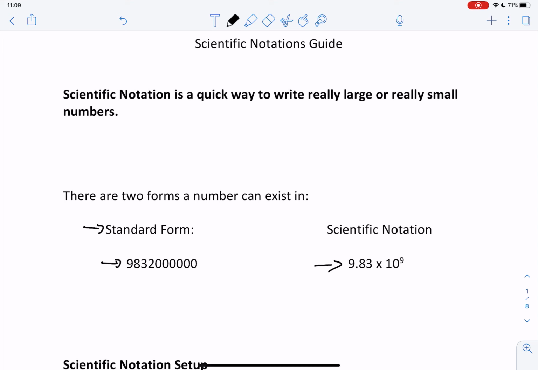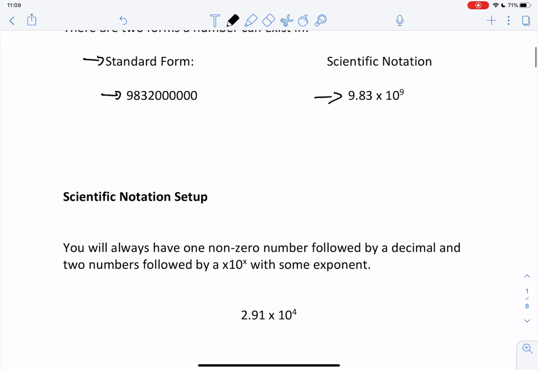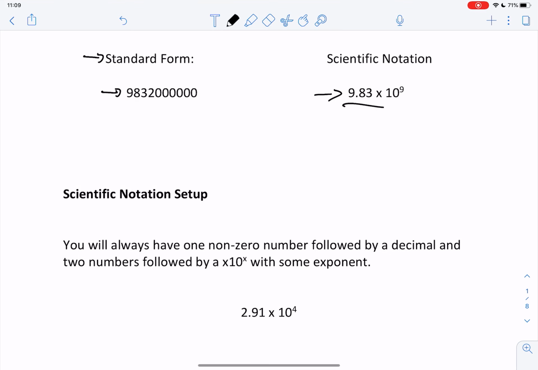Okay. For scientific notation, there's a general setup. And we can use this and this as our two examples as we talk about it. So in scientific notation, you will always have one non-zero number followed by a decimal and two numbers. They can be zero, or they can be non-zero, it doesn't matter. Followed by times 10 to the, and then some type of exponent depending on the number.